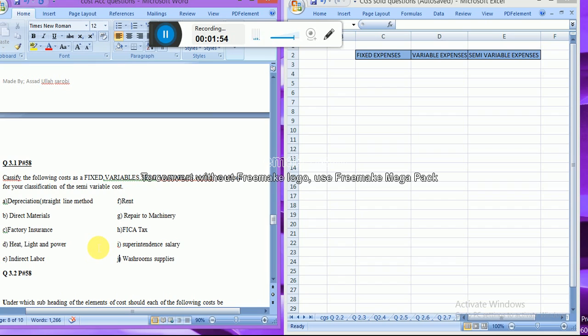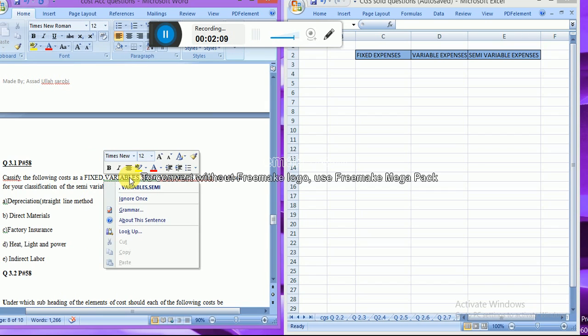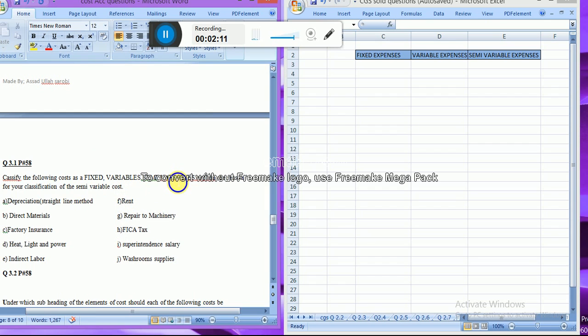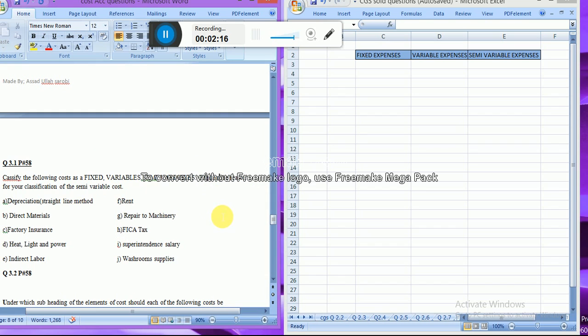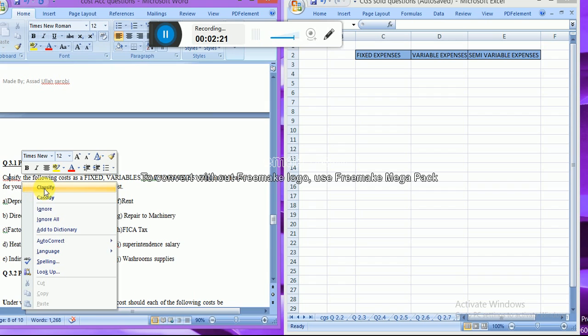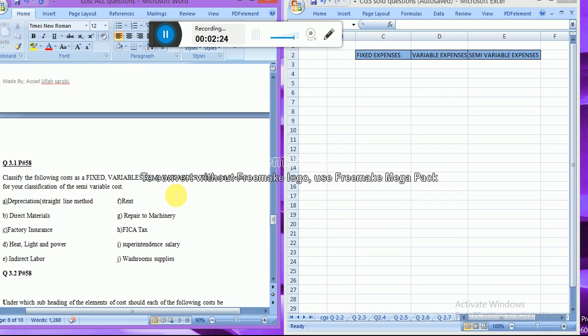We will now distinguish whether these are fixed cost, variable cost, or semi-variable cost. So our first one, part A, that is depreciation by the straight line method.